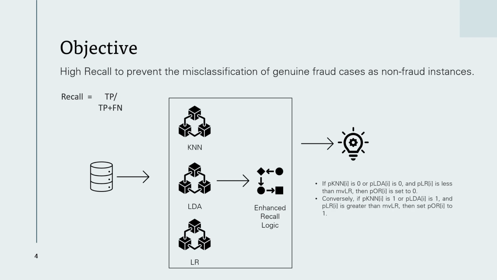Conversely, if the KNN or LDA prediction is fraud and the linear regression prediction is greater than the linear regression mean value across all the training data, then the model returns fraud. If neither of these conditions is met for a transaction, the result returned by the KNN model is kept as the prediction.